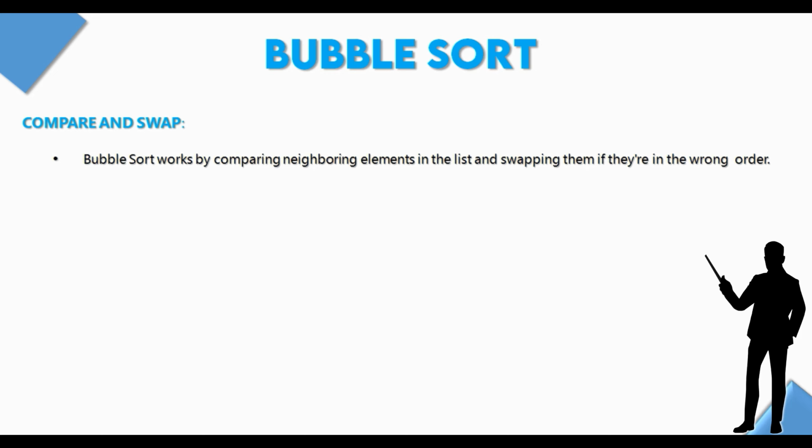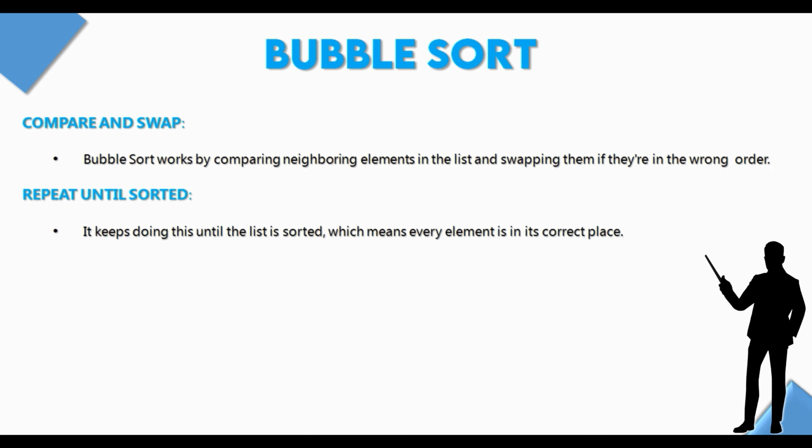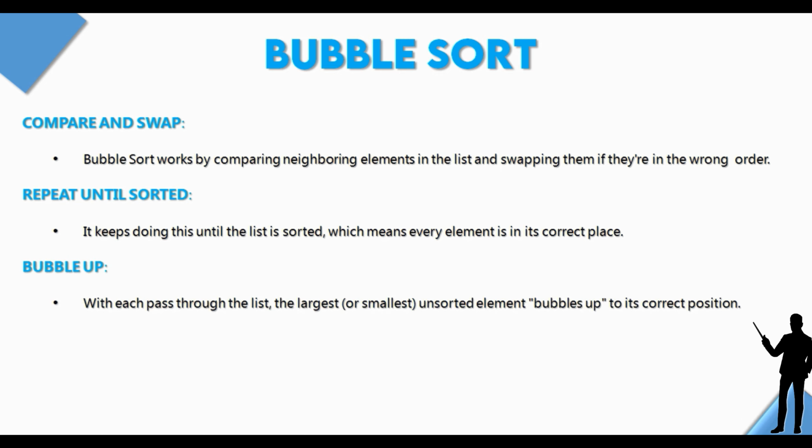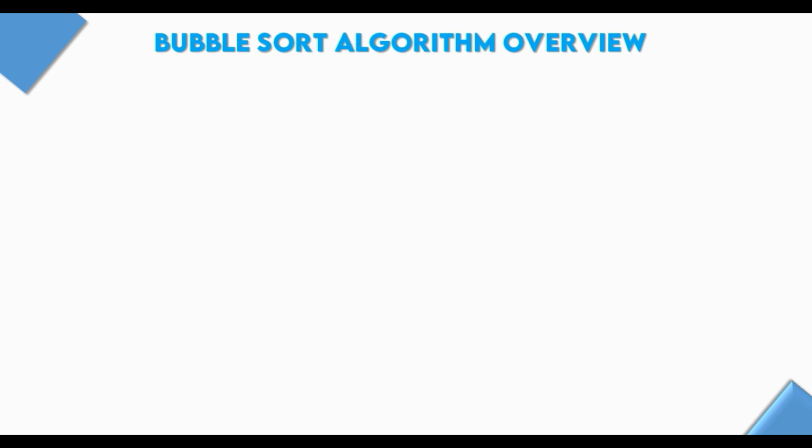Bubble sort works by comparing neighboring elements in the list and swapping them if they're in the wrong order. It keeps doing this until the list is sorted, which means every element is in its correct place. With each pass through the list, the largest or smallest unsorted element bubbles up to its correct position.